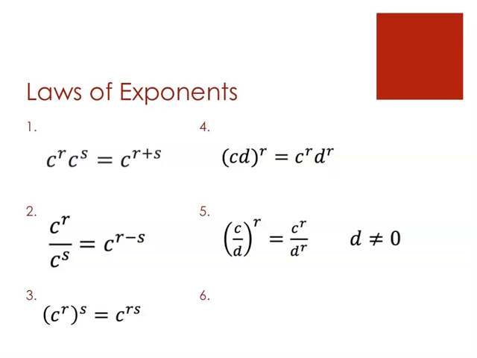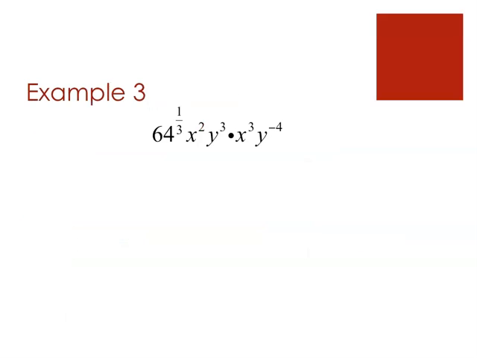Okay, and then the last one is if you have a negative exponent, c to the negative r, that's equal to 1 over c to the r. So in other words, what you would do is you would take the negative off of the exponent and move that whole thing into the denominator. Okay, and again, c cannot equal 0 here, otherwise you'd end up with 0 in the denominator, giving you an undefined fraction. Now let's go ahead and apply these laws of exponents to some examples.